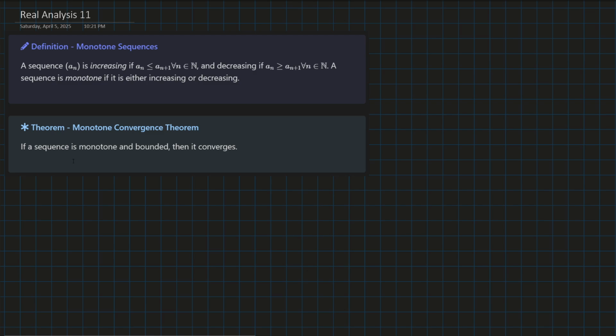So we're going to prove the monotone convergence theorem. We're going to prove it for the increasing case. It's pretty much identical for the decreasing case. So we'll maybe mention that after, but yeah, let's look at the proof.